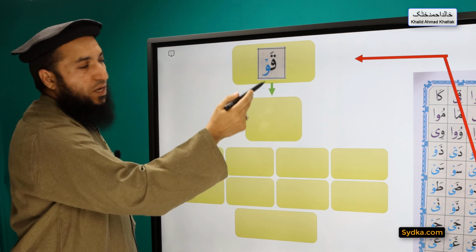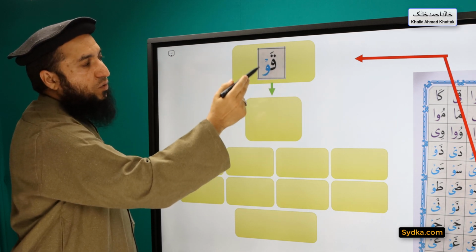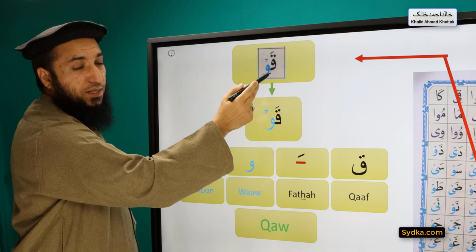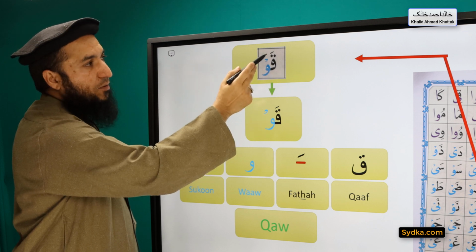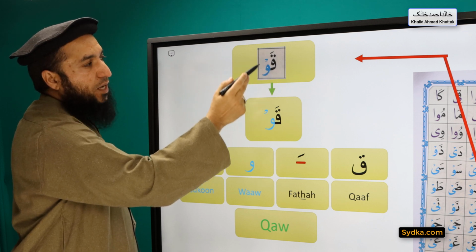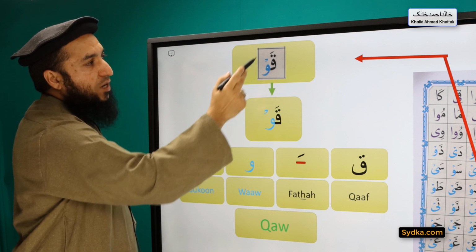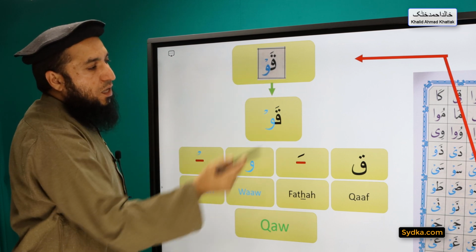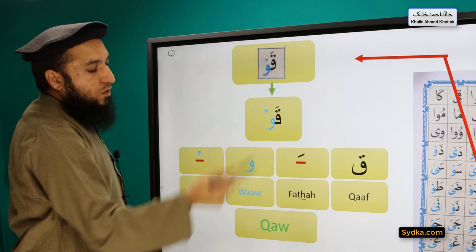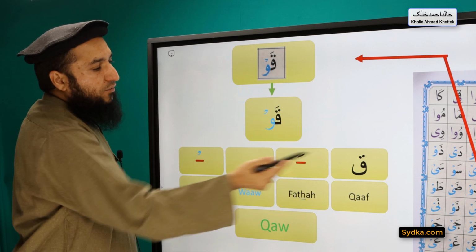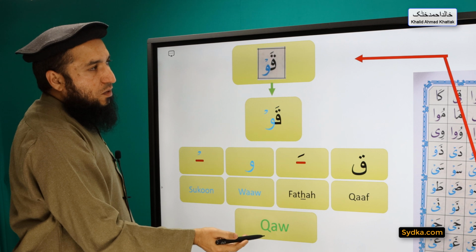The next syllable we have is Qaf Fatha Waw Sukun Qaw. Qaf is a heavy letter, it has Fatha on top of it, it is followed by Waw, and Waw has a Sukun. Qaf Fatha Waw Sukun Qaw.